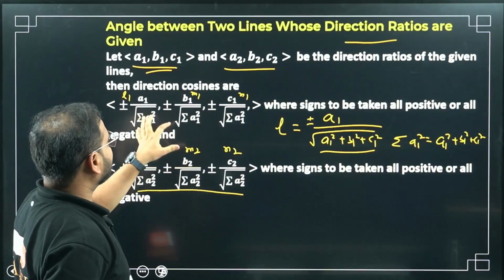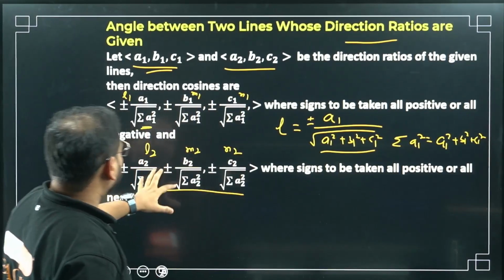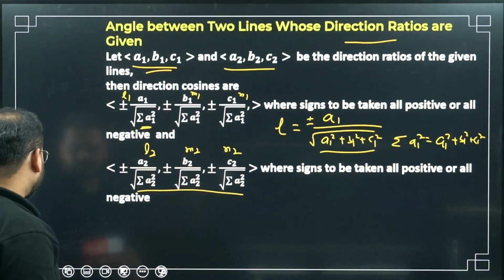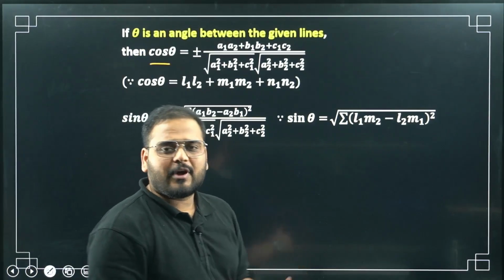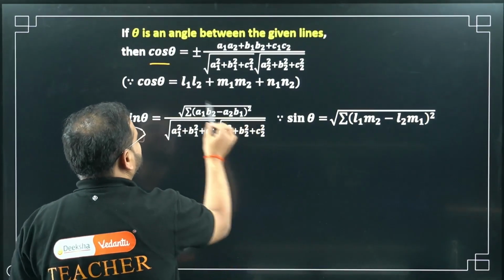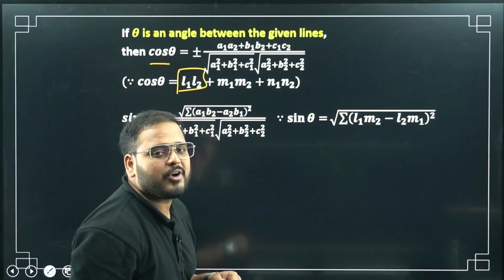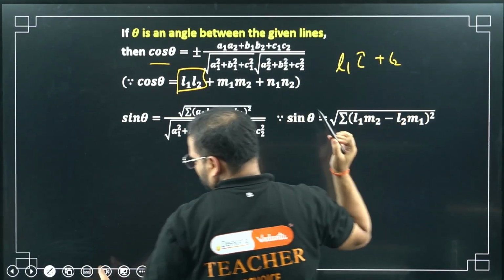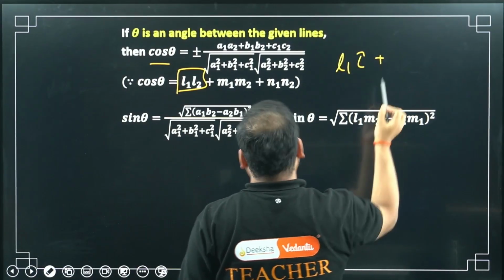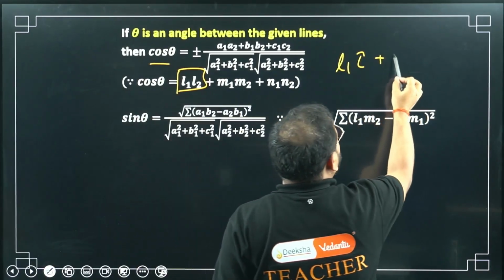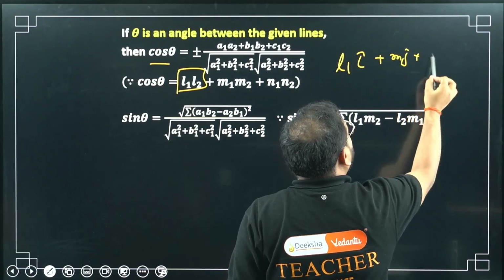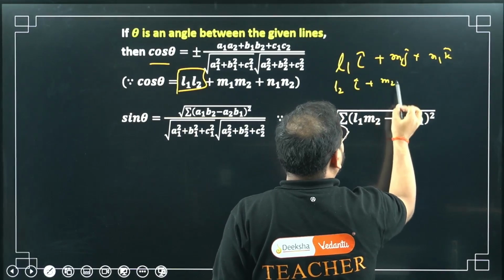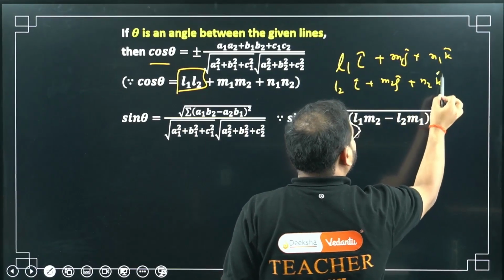If you add them, what are you going to get? A1 into A2, B1 into B2, C1 into C2. Now if you add them, what are you going to get, bacha? Why are you multiplying like that? Remember this formula. This is the condition, sir: L1 into L2. Sir, why are we doing that? L1 I cap plus M1 J cap plus N1 K cap, and same way L2 I cap plus M2 J cap plus N2 K cap, hai na?